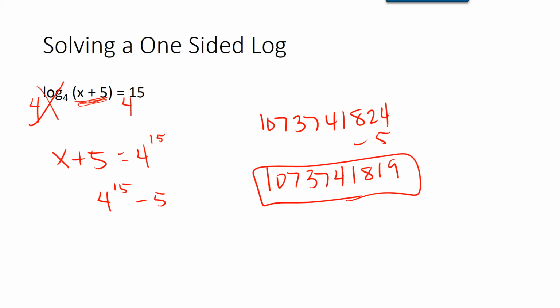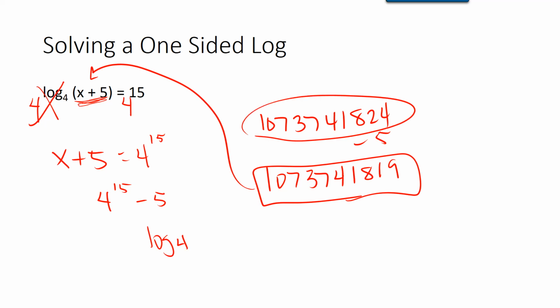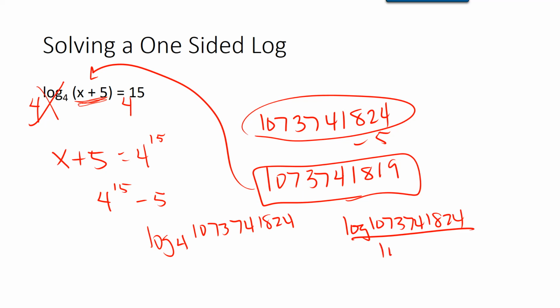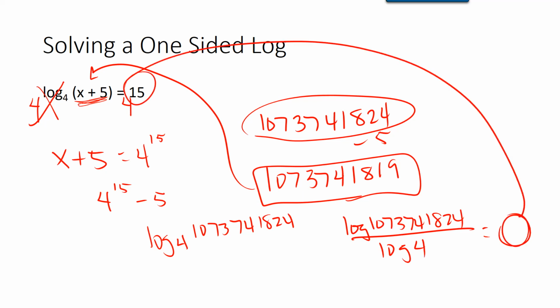And if I wanted to check it, what I would do is take this value, plug it back into the original problem, so that I get log base 4 of this value here, because I'm going to add that number back, 10737411824. Okay, and then I could use the change of base formula and do log 10737411824 over log 4, the log of the base. And what should happen is when I put that in the calculator, that should equal 15 up here.